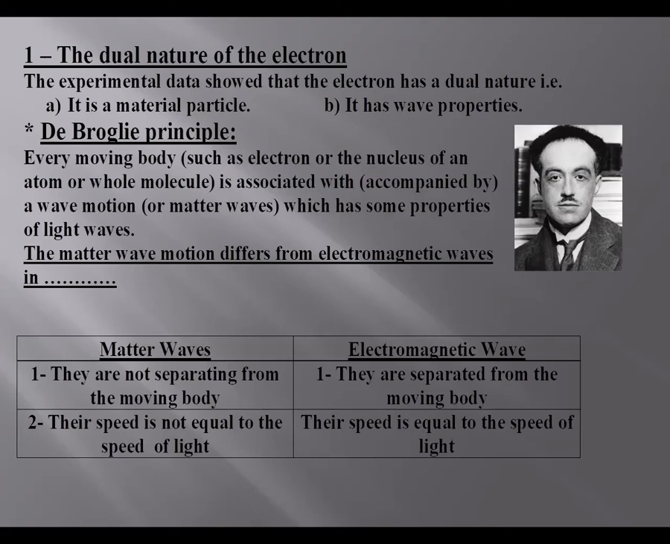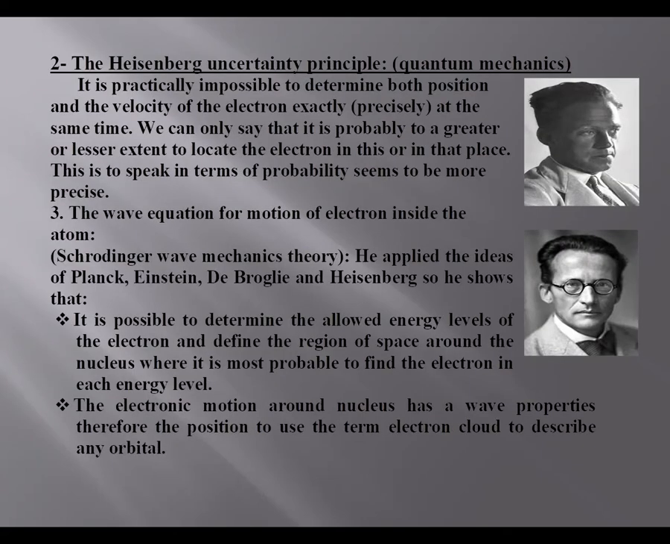So the matter wave motion differs from electromagnetic wave in several ways. Let's compare between the matter wave and electromagnetic waves. Matter waves are not separated from the body, they are attached to the body. Number 2, their speed is not equal to the speed of light, while electromagnetic waves are separated from the body and their speed is equal to the speed of light.